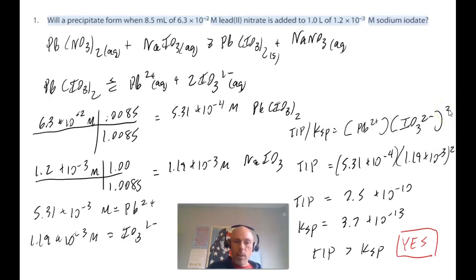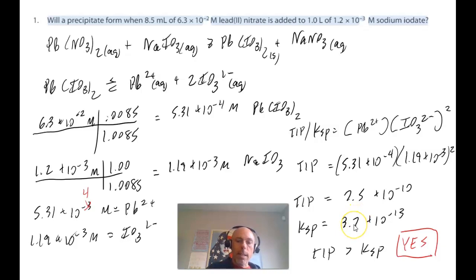So now I'm going to find TIP. I plug in the concentration of lead ions, which is the 5.31 times 10 to the minus 4. Oops, I'm seeing a mistake over here, folks. That should not be a 3, that should be a 4. And then times 1.19 times 10 to the minus 3 squared. We've got to square the concentration of iodate. That gives me 7.5 times 10 to the minus 10.